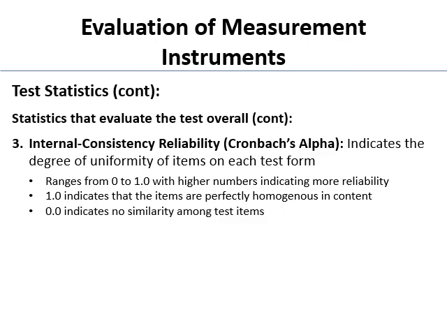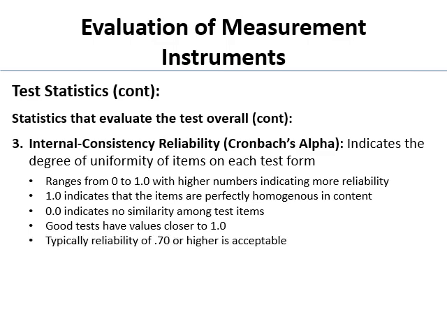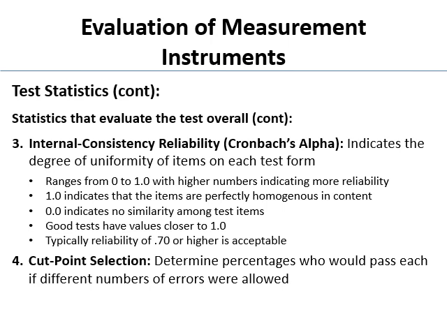0 indicates you've got a huge problem. Your test is not reliable at all. You've got some lack of similarity among the items. They do not appear to be measuring a coherent construct. Good tests get somewhere closer to 1, so that would be good. That would be perfect reliability. Typically the standard is 0.7 or higher for a test to be acceptable. So you want a Cronbach's alpha of 0.7 or higher.